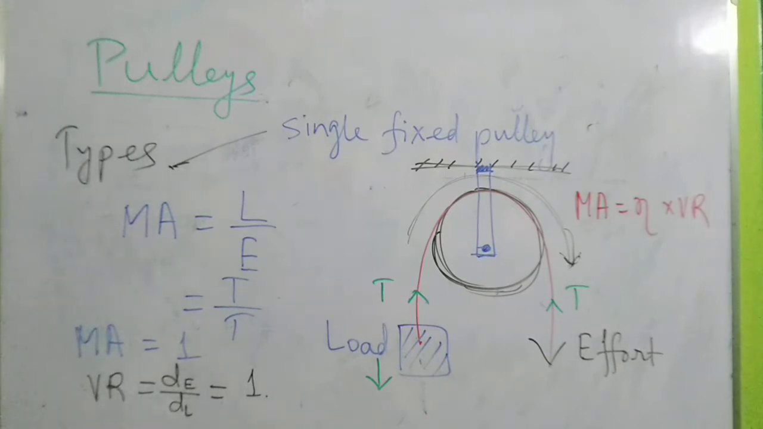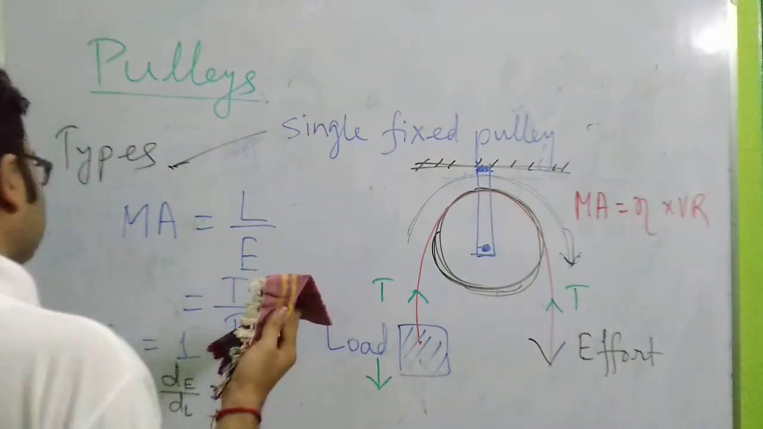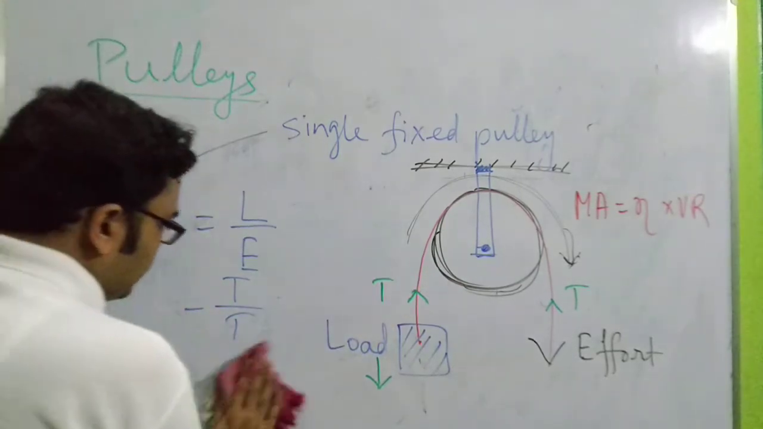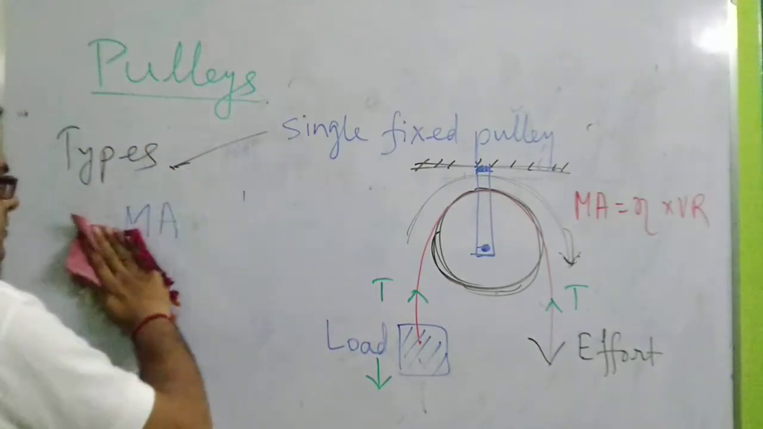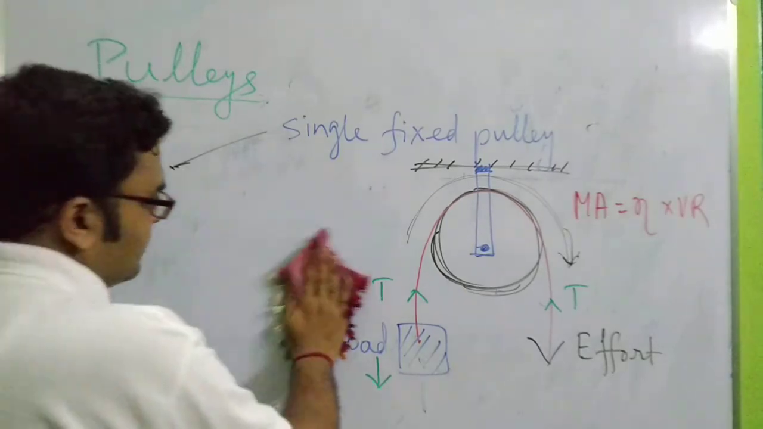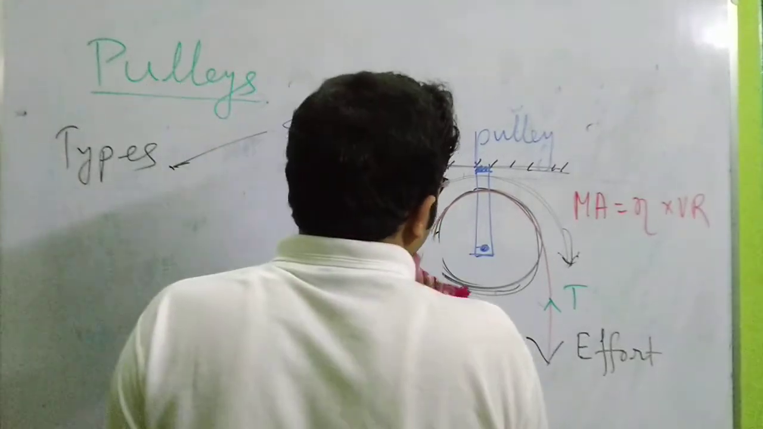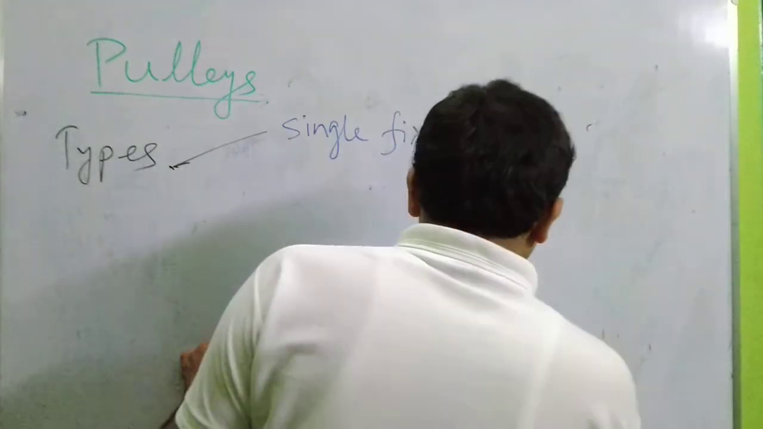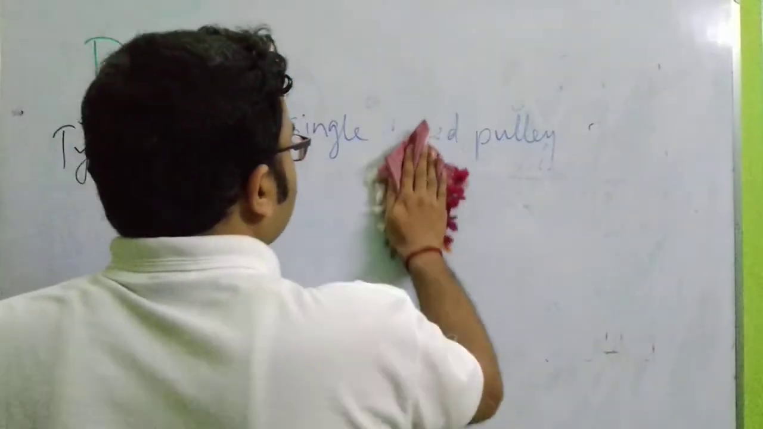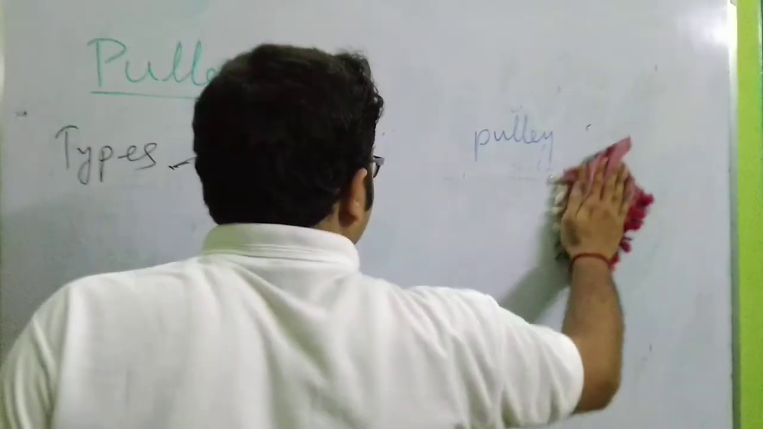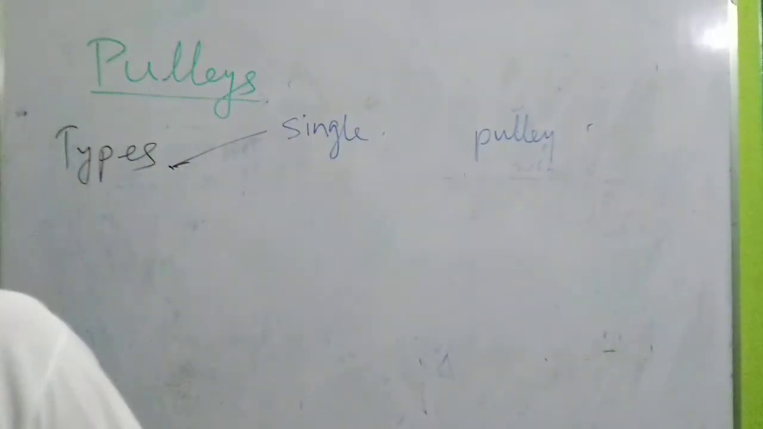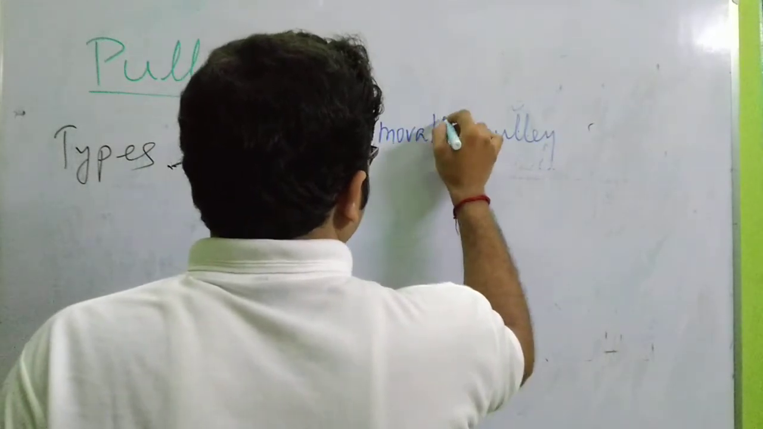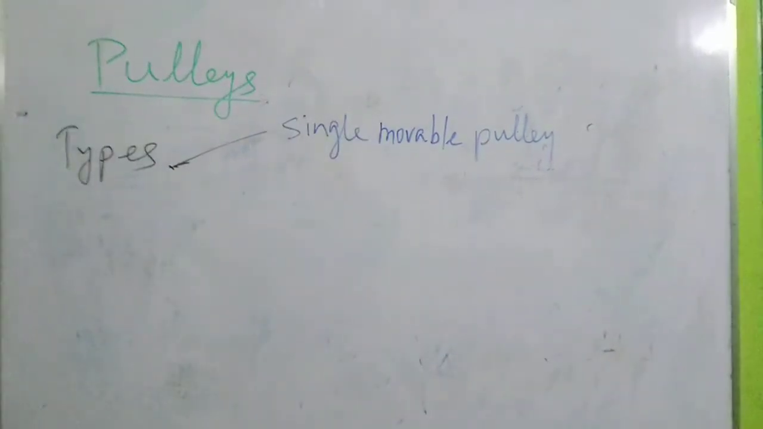Okay, fine. Now just quickly moving on to the next topic, the single movable pulley. I think these concepts are clear. If not, please pause the video, move back a little bit and go through it once again. The concepts will then be absolutely clear. So next we will be discussing the single movable pulley. Just remove this word fixed and write it as movable. Single movable pulley.